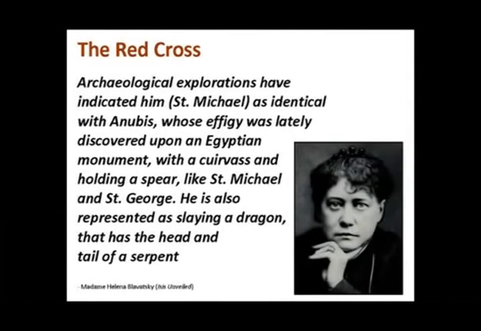Madame Helena Blavatsky, in her Isis Unveiled, says, archaeological explorations have indicated him, that's St. Michael, as identical with Anubis, whose effigy was lately discovered upon an Egyptian monument, with a cuirass and holding a spear, like St. Michael and St. George. He is also represented as slaying a dragon that has the head of a serpent.